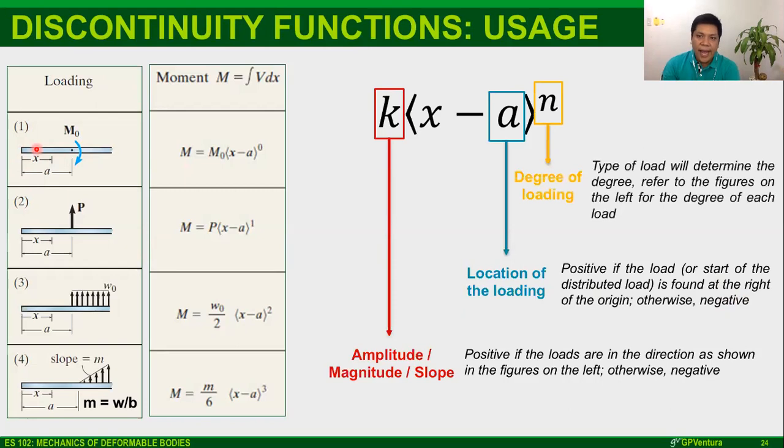Okay? Then n is the type of load. The type of load will determine the degree of the loading. 0 if that's an applied moment. 1 if that's a concentrated load. 2 if that is a uniformly distributed load. And 3 if that is a triangular or a linearly varying distributed load.